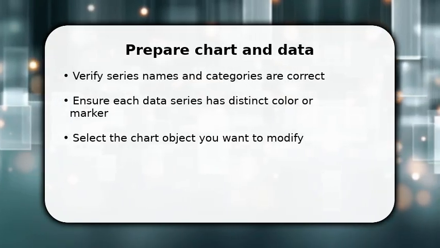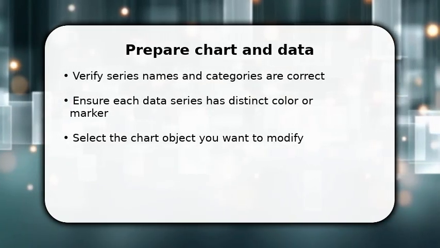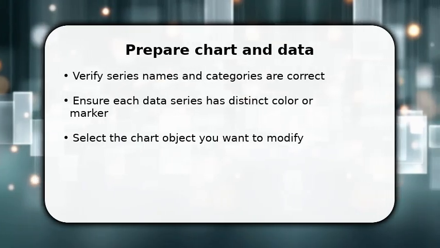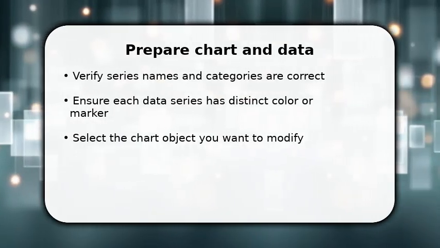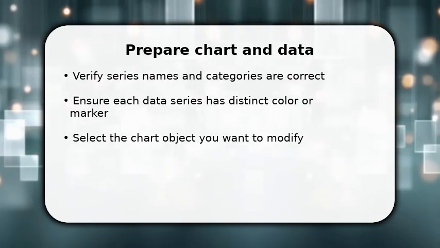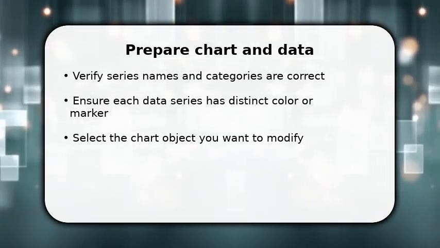Make sure the data ranges include headers or series names. Without them, the automatic legend may show generic labels. This step saves time later and ensures the legend is accurate and readable.